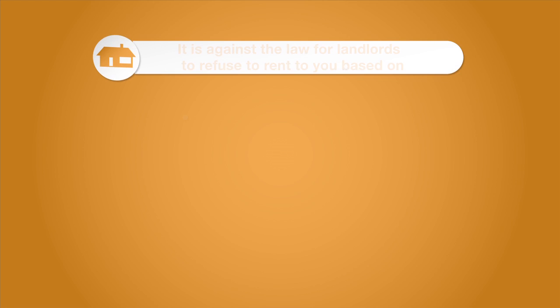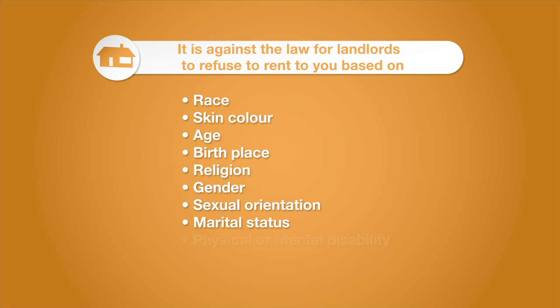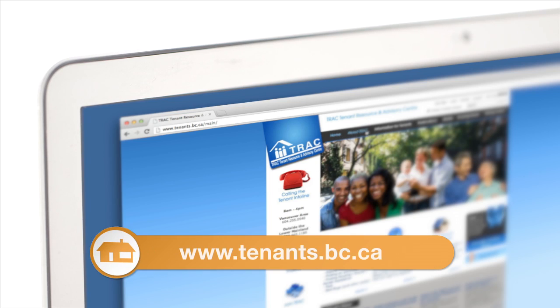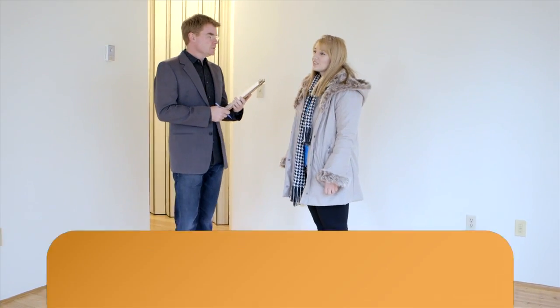It is against the law for landlords to refuse to rent to you based on your race, skin color, age, birthplace, religion, gender, sexual orientation, marital status, physical or mental disability, or income. However, a landlord can refuse to rent to pet owners, smokers, and to people with children if the building is adults only. If you feel you are being discriminated against, contact the BC Human Rights Coalition or the Tenant Resource and Advisory Center.